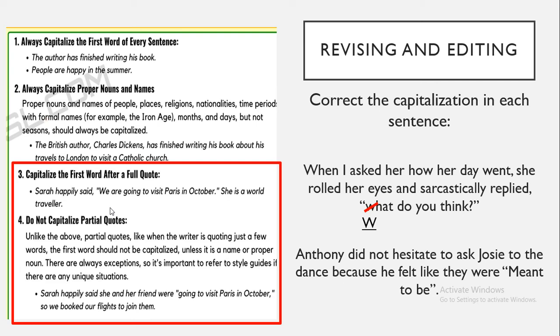Okay, and so "meant to be" is not a full quote because it's not a complete sentence, and so the M here should not be capitalized. That's the correction that you should have made. It should be a lowercase m. Hopefully you understood that part. If not, you will get more practice with it as the week goes on and when you review next Monday.